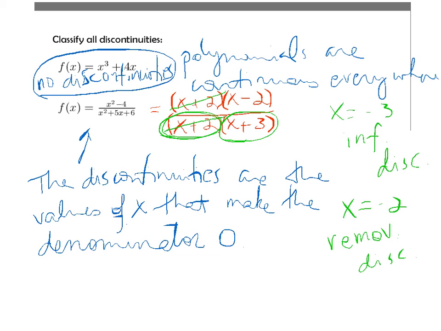Okay, so those are the two types of functions that you should worry about finding discontinuities on without a graphing calculator. So again, polynomials are continuous everywhere. For rational functions, the discontinuities are whatever values of x make the denominator 0. So in this case, -3 makes it 0, and -2 makes it 0. If you can cancel out the term that yields one of them, then it becomes a removable discontinuity. Whatever term still remains, that yields an infinite discontinuity.